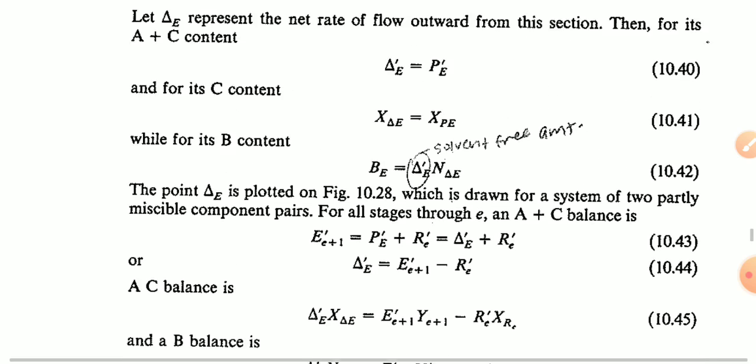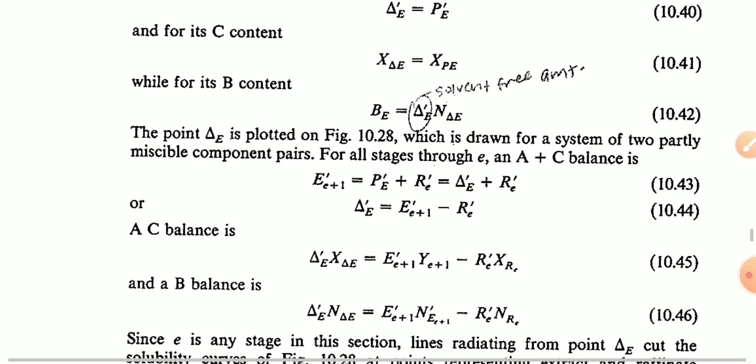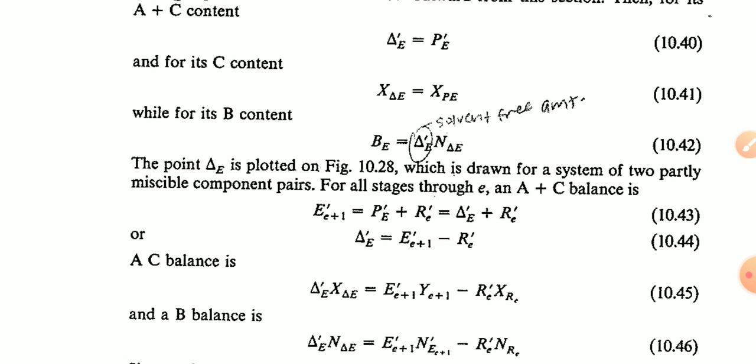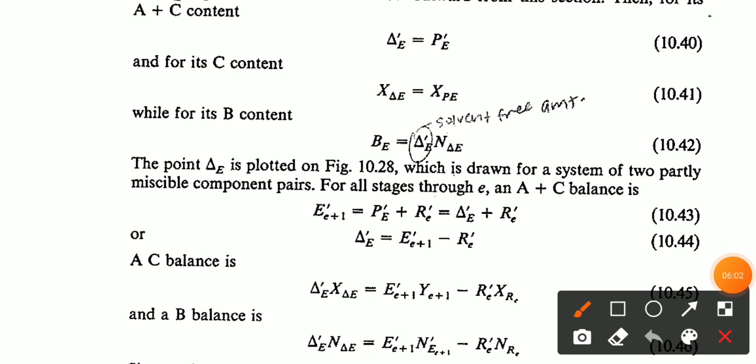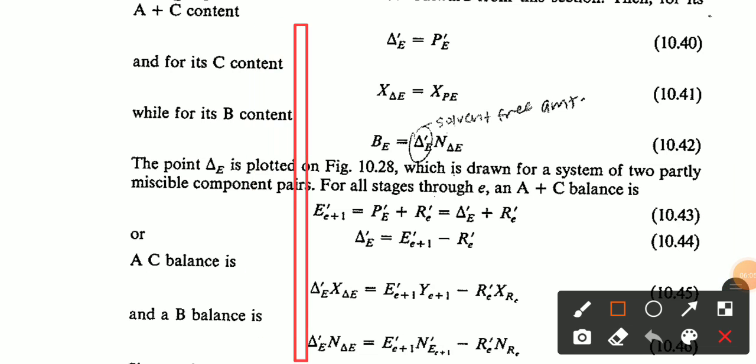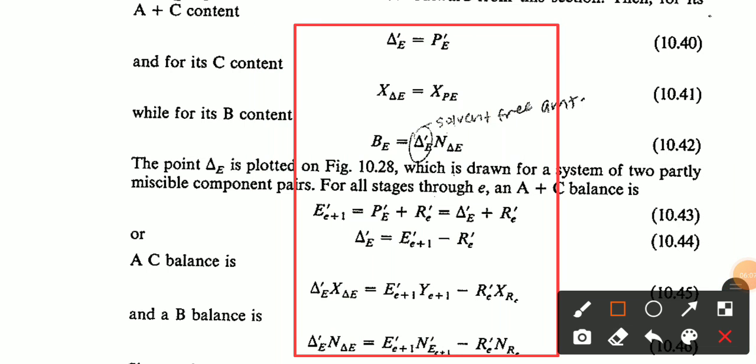Let us first of all write down this equation. All three are given: for A plus C content, for C content, for B, and then delta E plotted, which is in figure 10.28. On the basis of A plus C, the equation with E plus 1 is important.